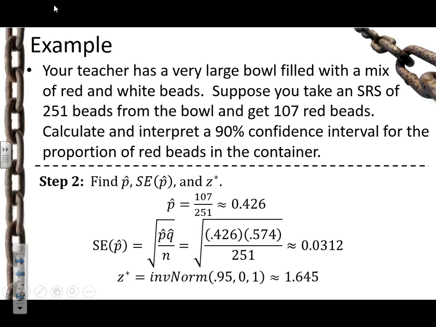And then z star, you can either plug into your calculator, do the inverse norm function, or if you've already memorized 90% confidence level, you would go with 1.645 for our critical value z star.